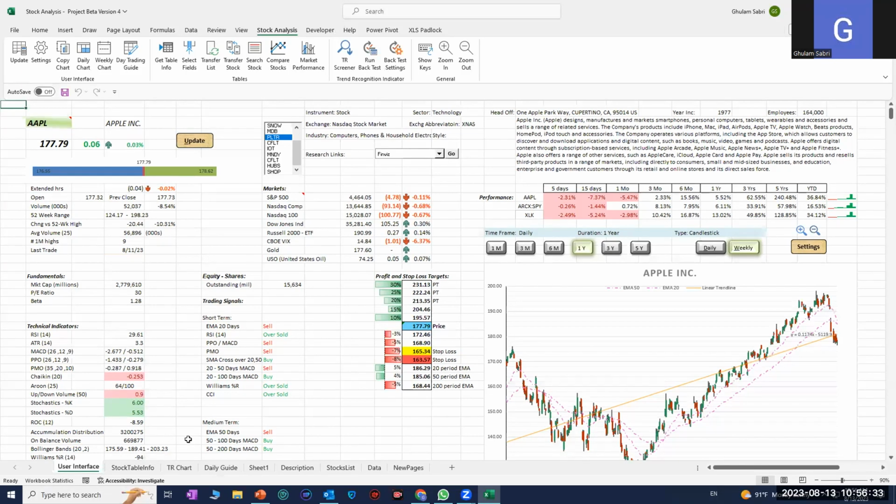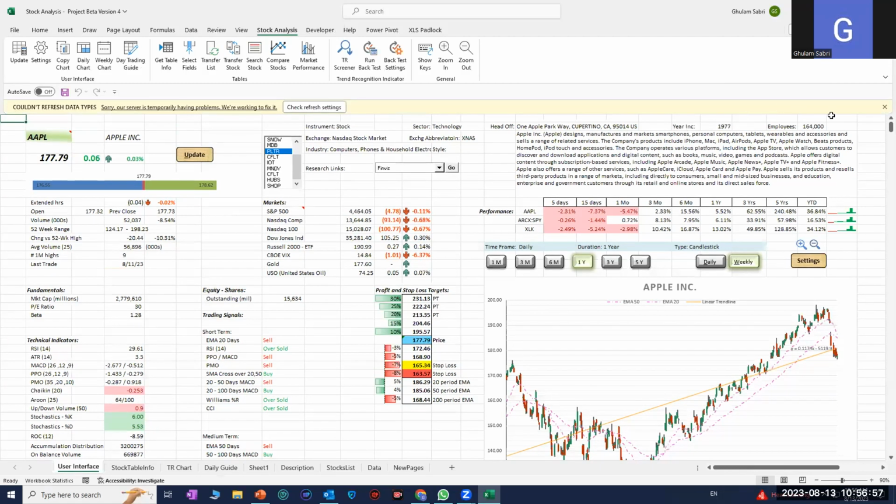it has different sheets. This is the main interface sheet, and any stock we can analyze here. For example, if you want to analyze Apple, I need to enter Apple here. It will download the data for Apple if it is not in its memory or storage, and then give you live data with the delay, as I said, of 15 minutes if the market is open. Otherwise, it's obviously Friday's data right now.